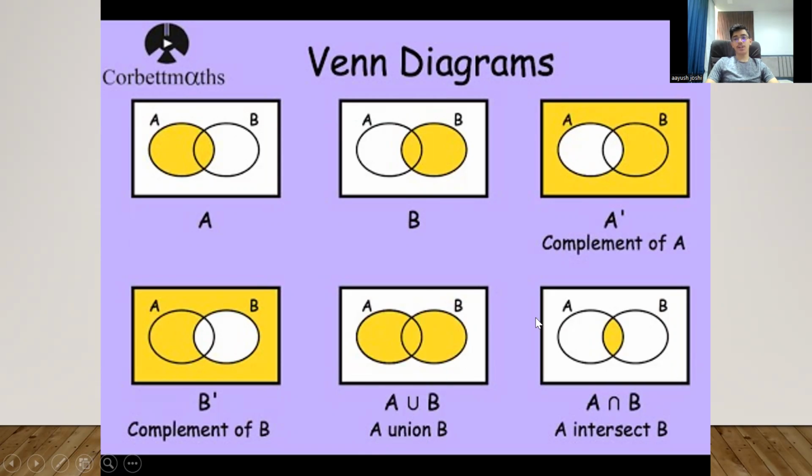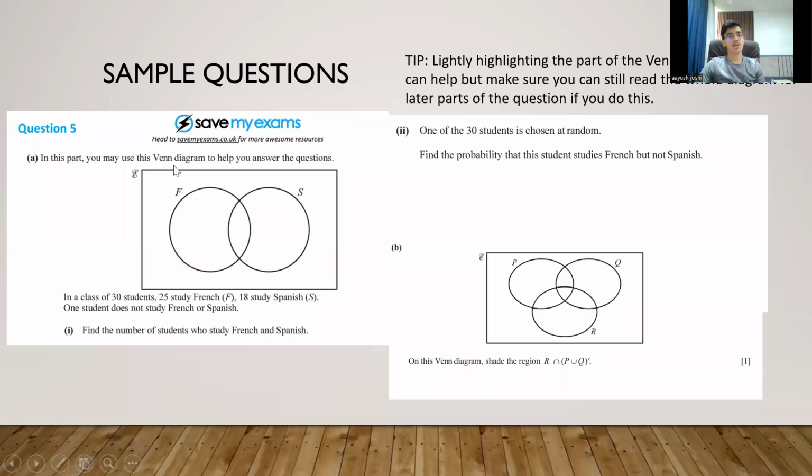Okay, next up are the complements. A complement means everything outside A. So if this is A, everything outside A would be this universal set, and the part of B which is not in common with A. Similarly with B, this part where you can see A intersecting B is common to A and B, but even though it's a part of A, it is still a part of B. So when you're looking at B complement, you're not going to shade this part, it's only going to be this.